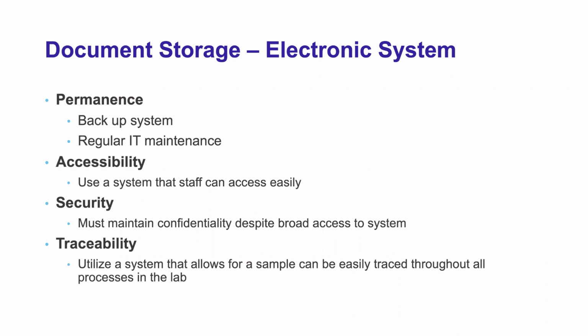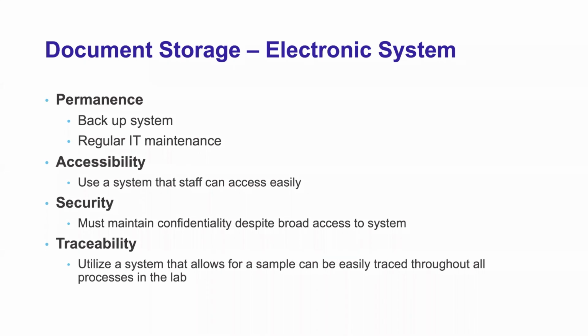Accessibility. Typically computerized methods are a little bit more easily accessible if you can put a computer at each bench. But on the flip side, you have a lot of people in and out accessing that information. So you really need to make sure that things are password protected, that the workstations are password protected, that people log out when they're done using them, et cetera.